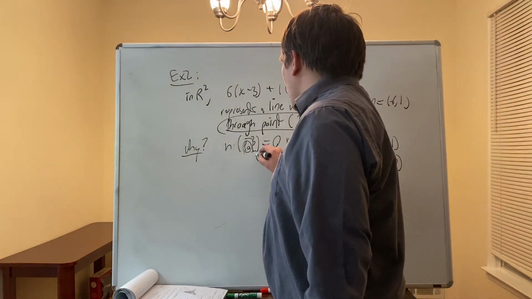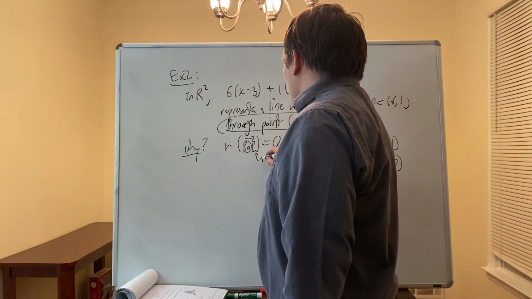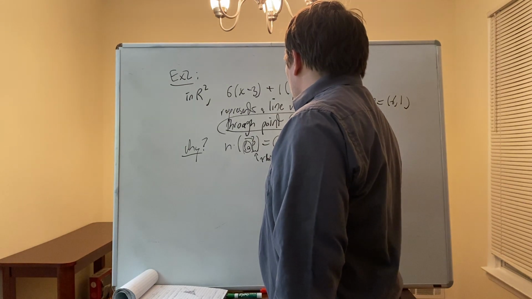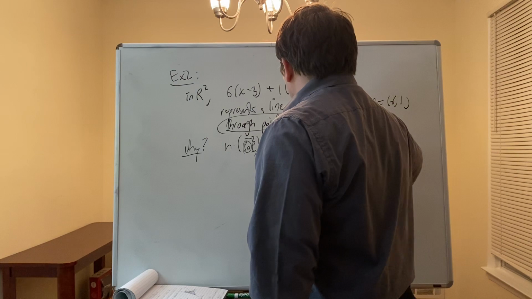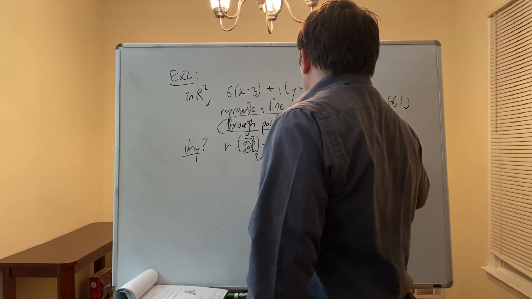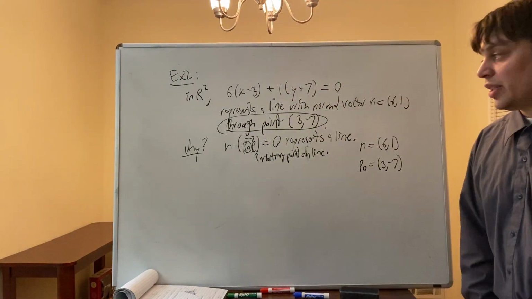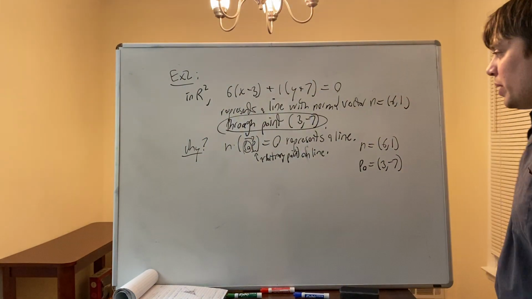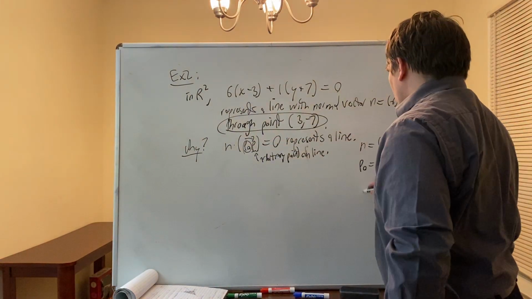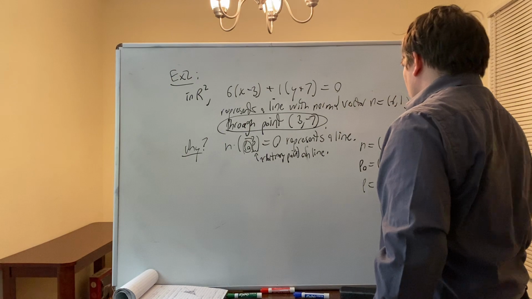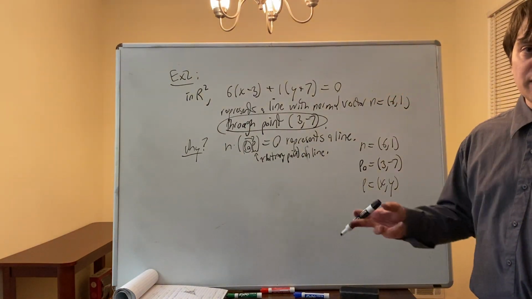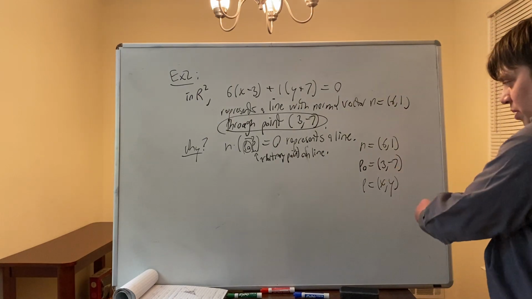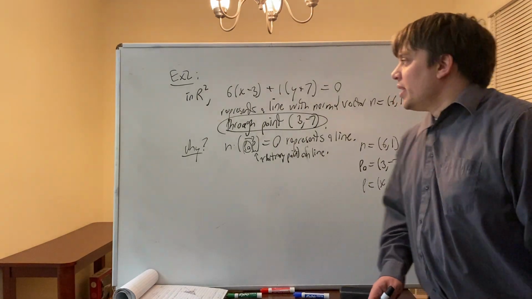P is an arbitrary point on the line. Arbitrary point on the line means it could be any point on the line, including p naught itself. So p is just going to be an arbitrary point on the line, and I'm going to call it x comma y, the coordinates of a point in 2 space.